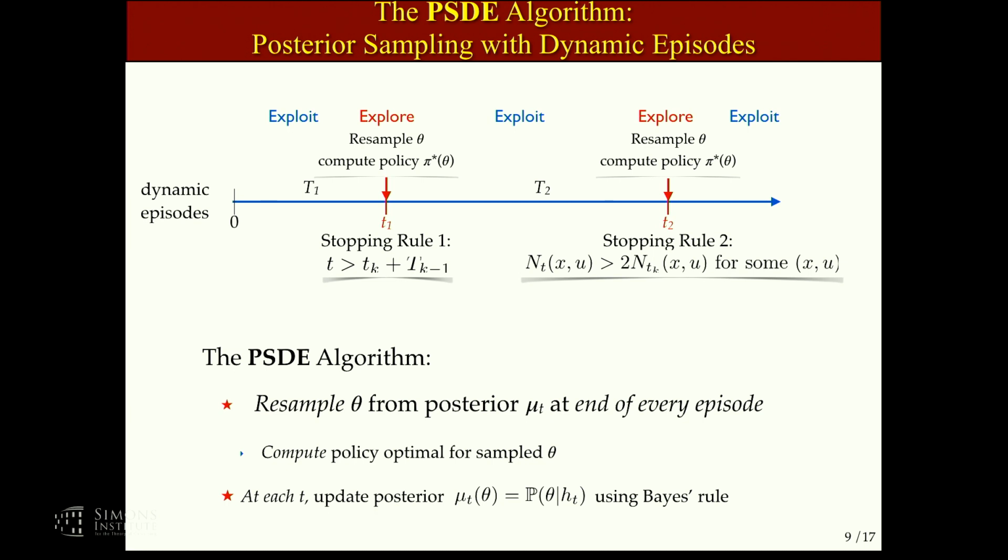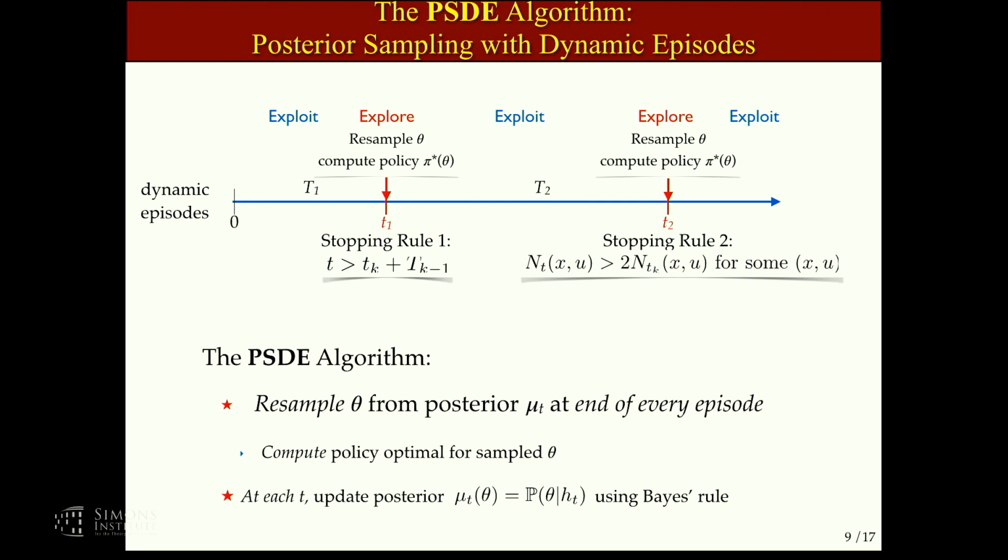But sometimes this doesn't work. So we also need to keep track of the following: we keep track of the number of visits to each state action pair, and if at any time instant t, the number of visits to state action pair (x, u) is greater than twice the number of visits to (x, u) at the beginning of the episode, then it means that this current policy is not doing enough exploration. So you need to end this episode, resample, compute a new policy, and then begin all over again. Make sense? Okay. So like I said, this is the only thing you need to design.